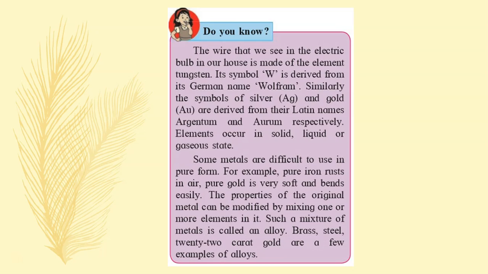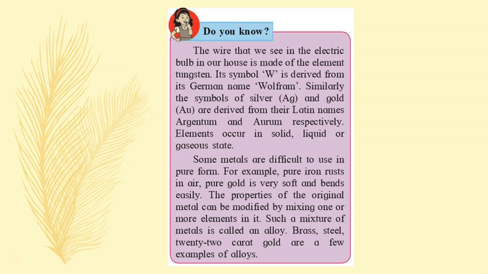Elements occur in solid, liquid, or gaseous state. Some metals are difficult to use in pure form. For example, pure iron rusts. Pure gold is very soft and bends easily. The properties of the original metal can be modified by mixing one or more elements in it. Such a mixture of metals is called an alloy. Brass, steel, 22 karat gold are a few examples of alloys.